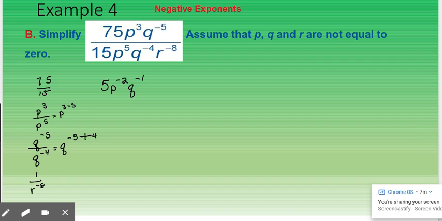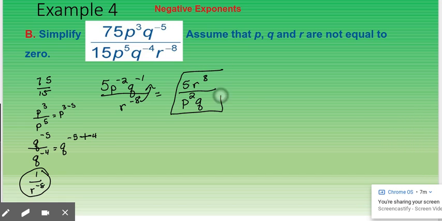Now, there's nothing to be done with this r, and this r is on the bottom. So I have to leave it on the bottom. Okay? I'm not doing a division problem with that. Now, let's fix our negative exponents. 5 is good where it's at. r is coming up. So r to the eighth comes up. p's going down, p squared. And q's going down, q to the first. And there's my final answer.